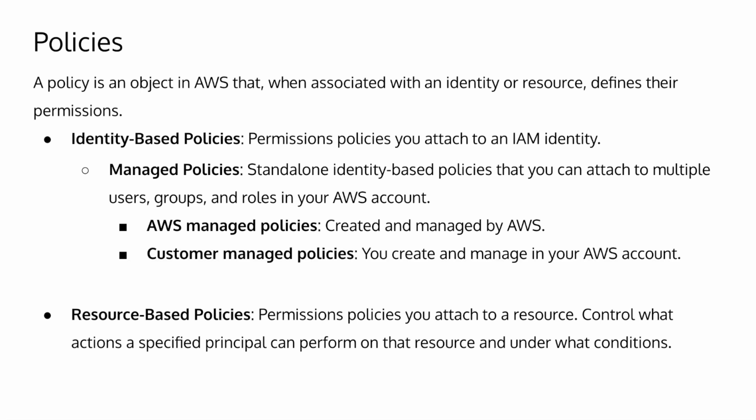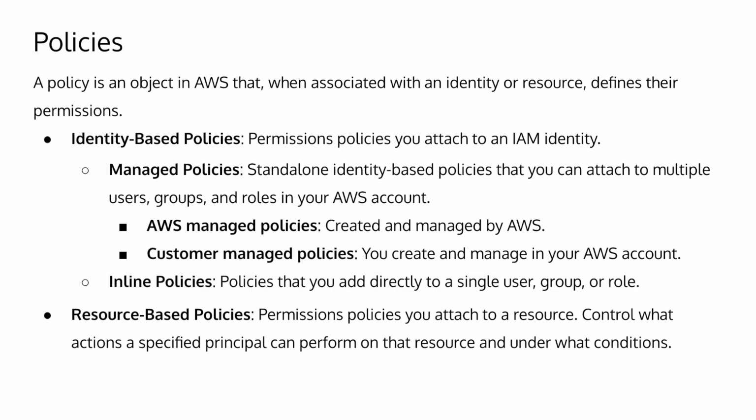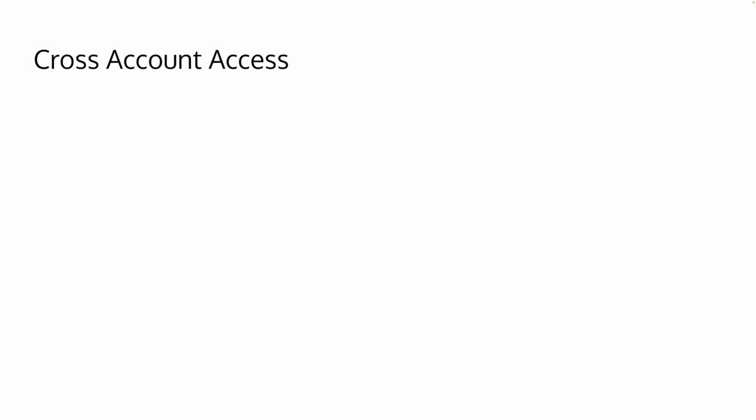The second is customer managed policies. These are policies you create and manage yourself. If an AWS managed policy doesn't fit your needs, you might have to write your own. The alternative to managed policies are inline policies. These policies aren't inherently bad, but they're generally not recommended. They're policies you write and attach directly to an identity, and they won't show up under your list of all policies in the console.